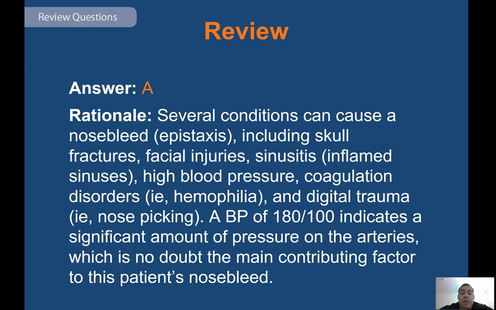So A, several conditions can cause a nosebleed, epistaxis, including skull fractures, facial injuries, sinusitis, inflamed sinuses, high blood pressure, and coagulation disorders, i.e. hemophilia, and digital trauma, i.e. nose picking. A BP of 180 over 100 indicates a significant amount of pressure on the arteries, which is no doubt the main contributing factor to this patient's nosebleed.